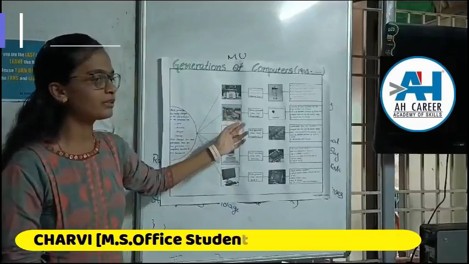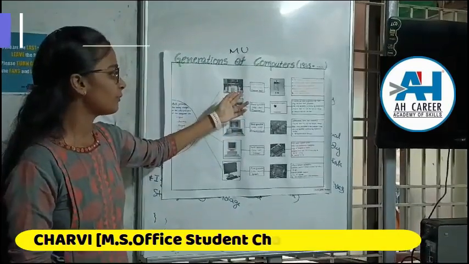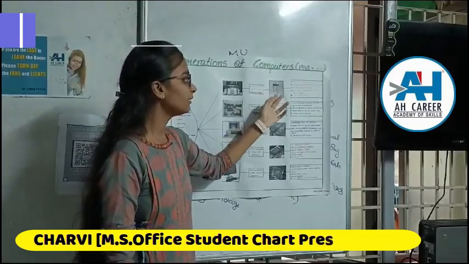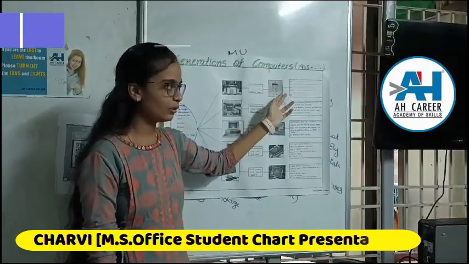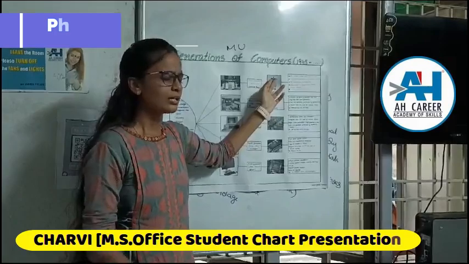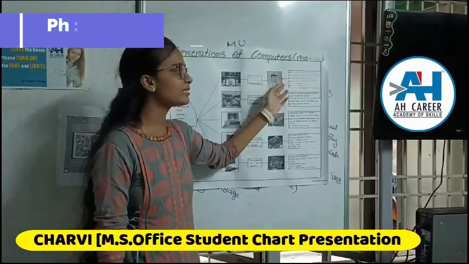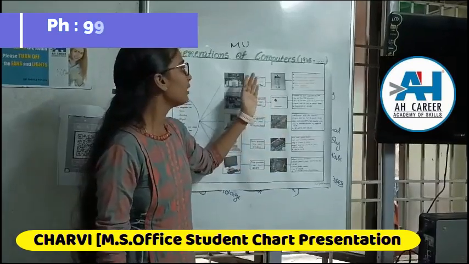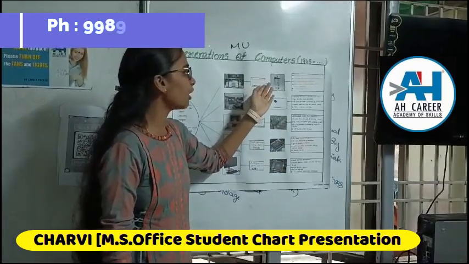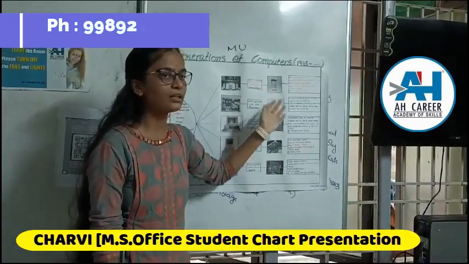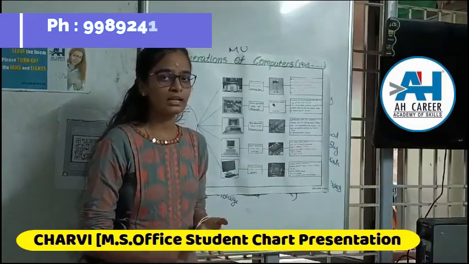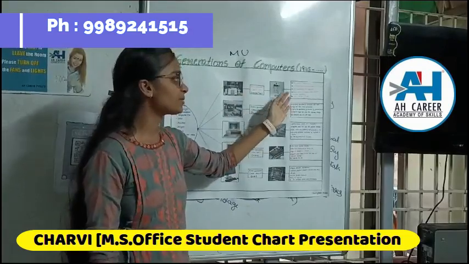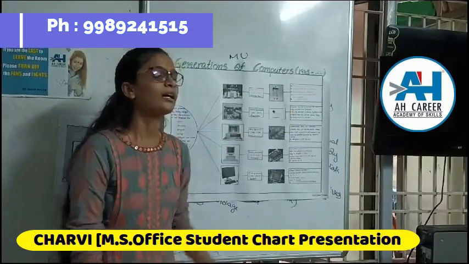In the first generation, we have used the vacuum tubes as the electronic component. In this, the computer speed is very low and it takes a lot of space and releases a lot of heat. And in this generation, the data is stored in the vacuum tubes and input and output operations are done by the punch cards. Examples of the first generation are IBM 701, ENIAC, etc.